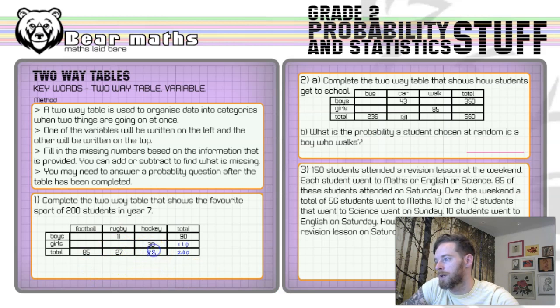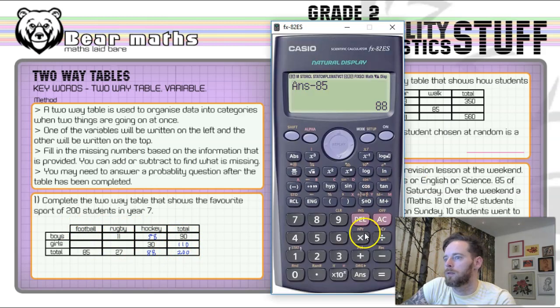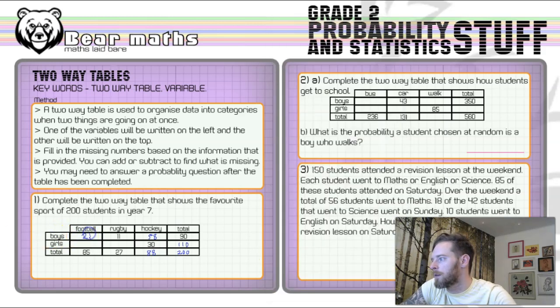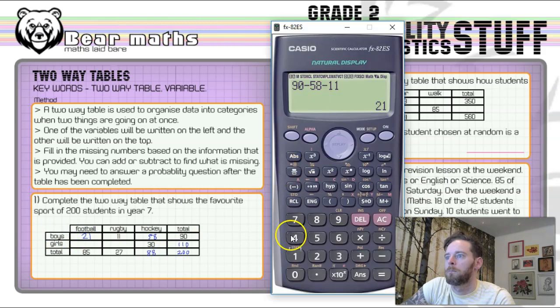That's going to give us the total for hockey. We can work out this missing number here: 88 take away 30 is 58. Then we can work back this way, and we've got 90 take away 58, take away 11. That gives us 21 for football. 21 plus something gives us 85, so 85 take away the 21. All we're doing is adding and taking away. And we find the missing number for girls that play football, which is 64.